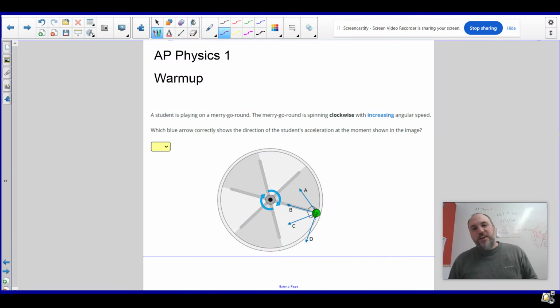Hey guys, today we're going to look at rolling without slipping. Just want to take a look at a quick warm-up. A student playing on a merry-go-round. The merry-go-round is spinning clockwise, so that's this direction, with an increasing angular speed. Which blue arrow correctly shows the direction of the student's acceleration at the moment shown in the image?